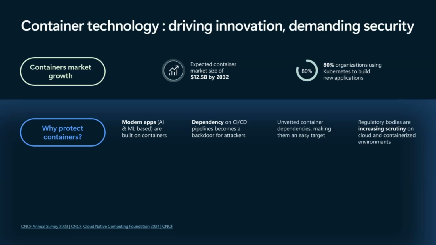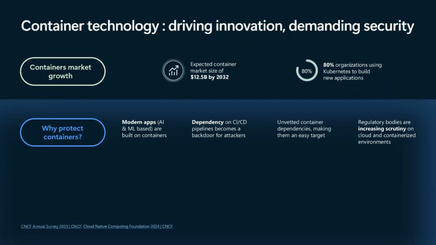So why is the protection of containers so critical? Well, there are several reasons. First, modern applications, especially those involving AI and ML, are built on containerized infrastructure. Second, the dependency on CI/CD pipelines becomes a backdoor for attackers if not secured properly. Third, unvetted open source dependencies in containers are a huge risk, often pulled in without proper scanning or governance. And lastly, regulatory pressure is increasing as the adoption of cloud-native environments is in hypergrowth, so they're getting more attention from compliance bodies like SOC 2, HIPAA, and others.